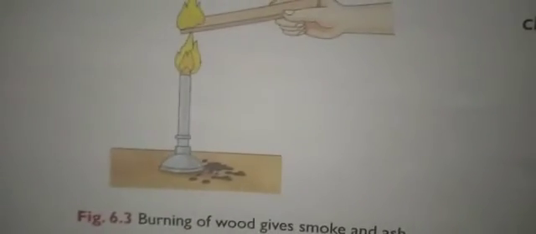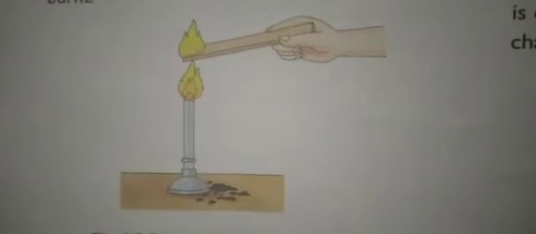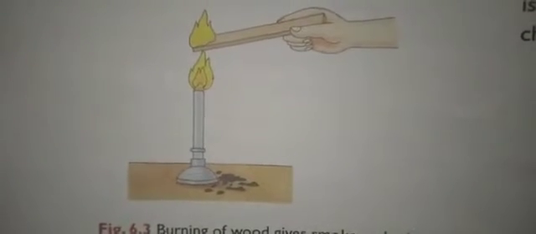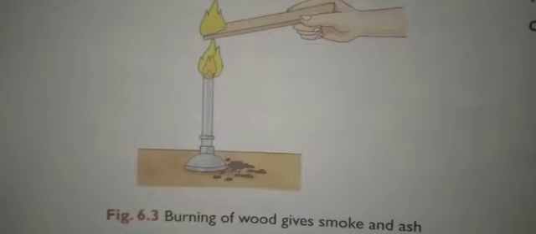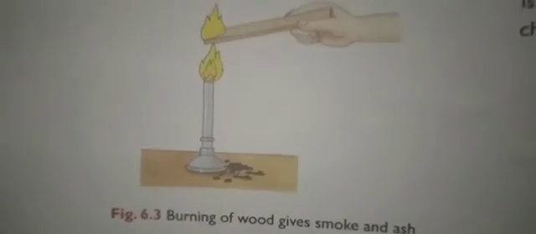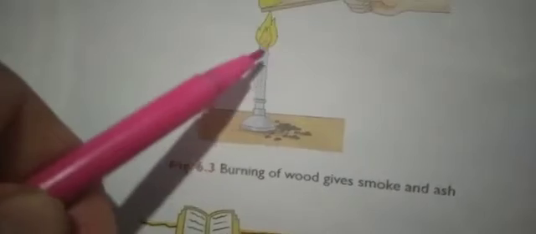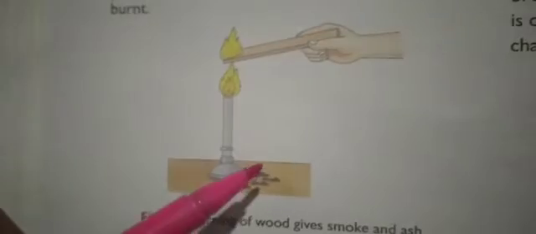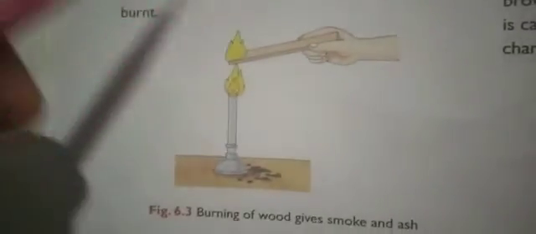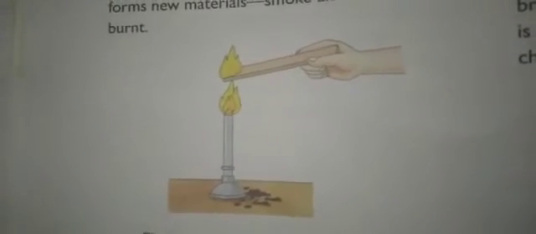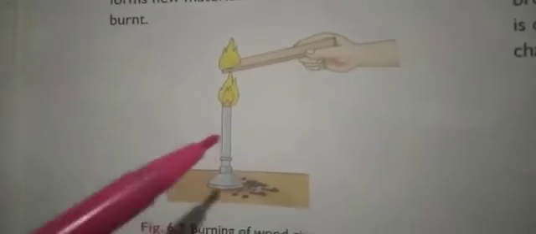So burning of wood. Okay, wood combines with oxygen. You know that for combustion, if a flame has to burn, it needs oxygen. So wood combines with oxygen which is in the air, and it forms new substances, that is smoke and ash, when it is burnt. So when we burn wood we will get smoke and here we will get this ash. It is nothing but a chemical change and it is an irreversible change, right?